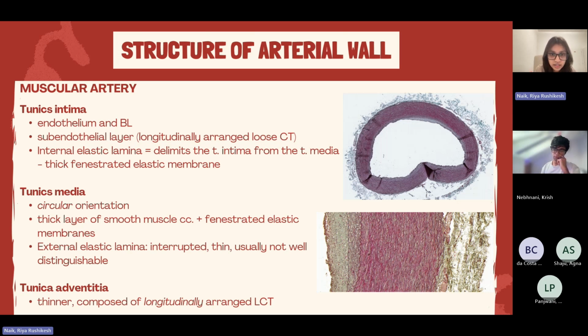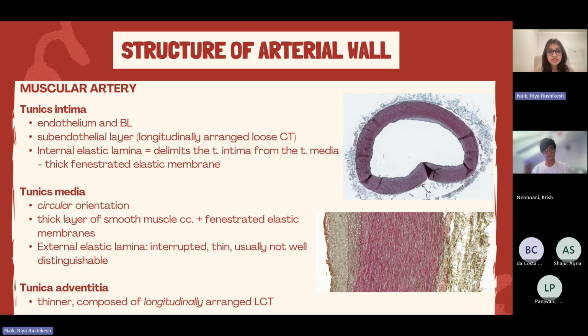And this thick line you can see here is called the internal elastic lamina. Its function is basically just to separate the tunica intima from the tunica media. Now, when we talk about the tunica media, it is circularly oriented, and it is a pretty thick layer consisting of smooth muscles and fenestrated elastic membranes. Fenestrated essentially means that the elastic membranes have a bunch of holes in them. These holes are important because, firstly, they make the artery more flexible so that blood flow is easy.